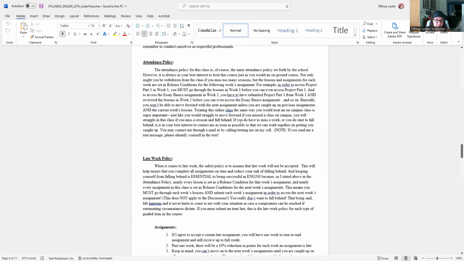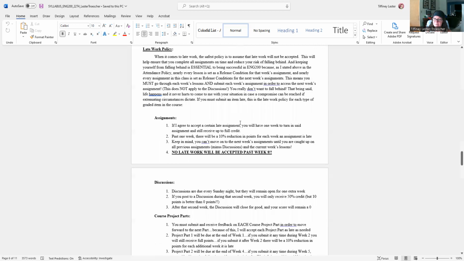My late work policy. Okay, again, life happens, right? As much as we want to say that we're not going to fall behind, we have no control over certain things in the universe, right? So every category of grading has its own late work policy, okay? For anything that falls under the assignment category.